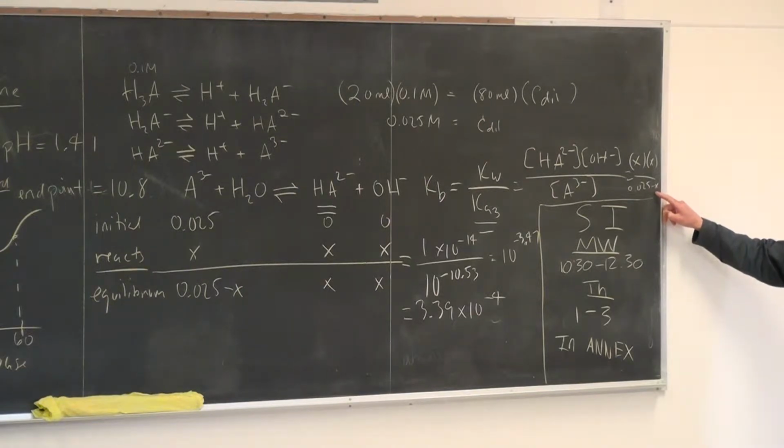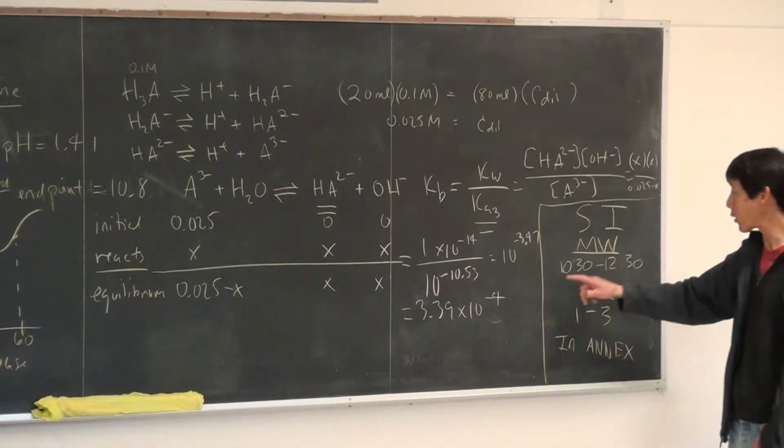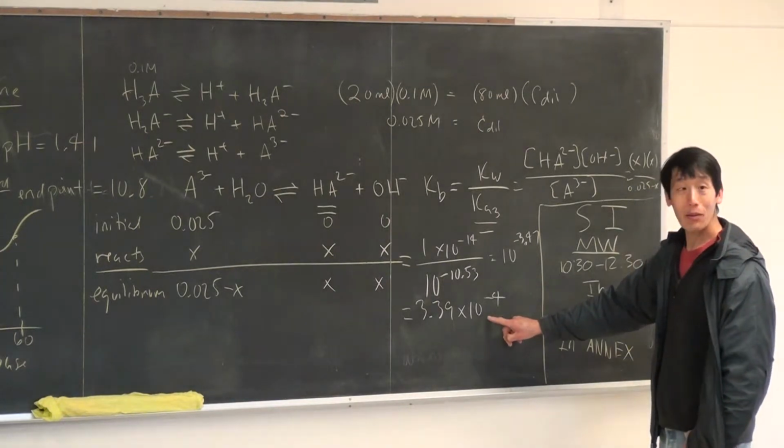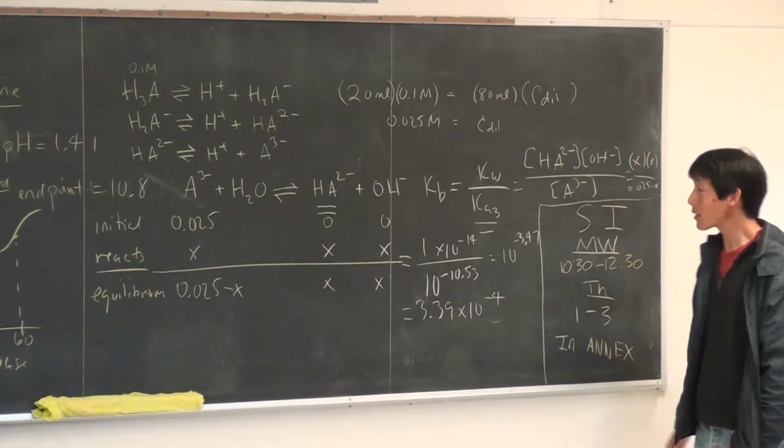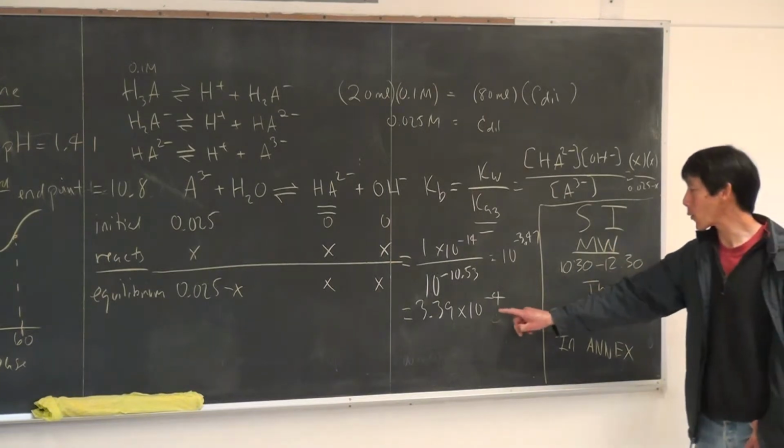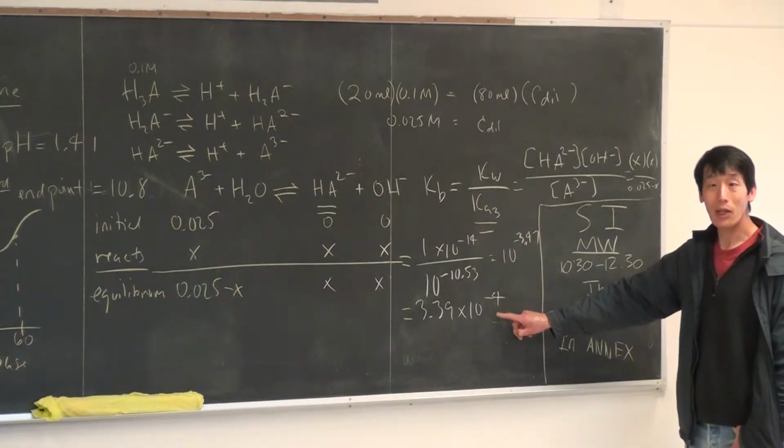Yeah. So whether it's valid or not, just do it anyway because it makes your calculation easier. So in this case, we have 0.025 compared to 3.39 times 10 to the minus 4. So it's actually 10 to the minus 2 versus 10 to the minus 4. So that's 100 times. This is 100 times smaller. That'll work.